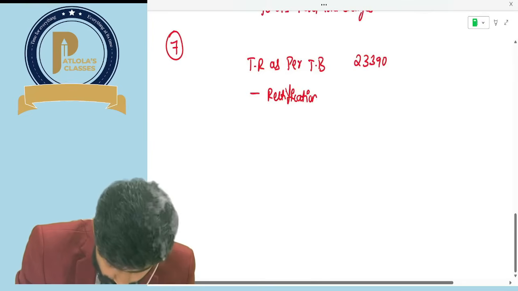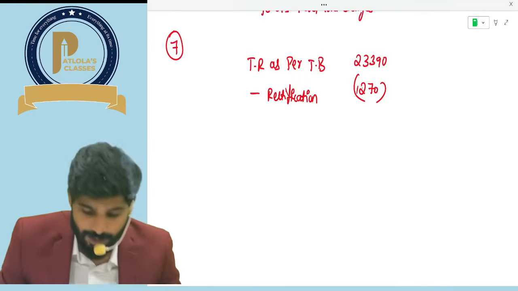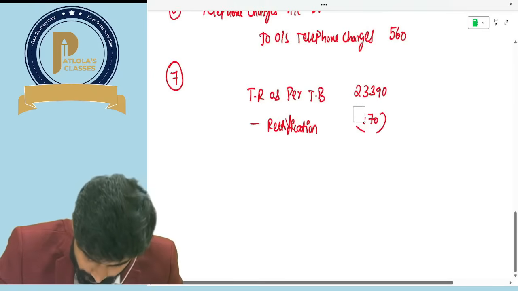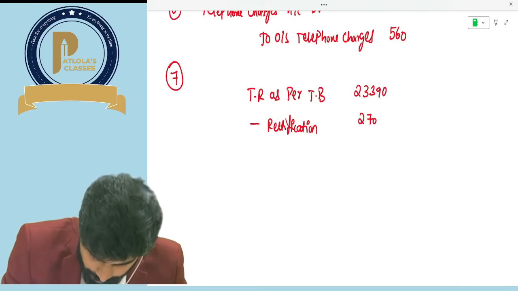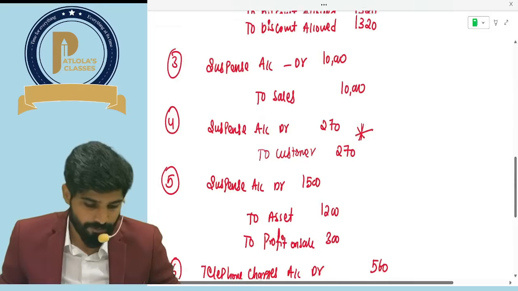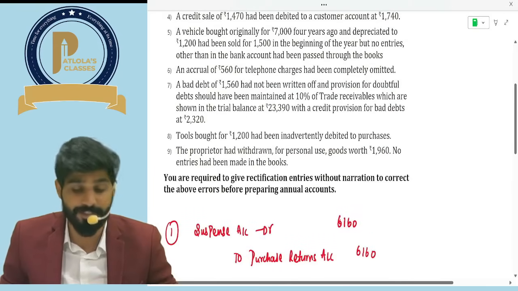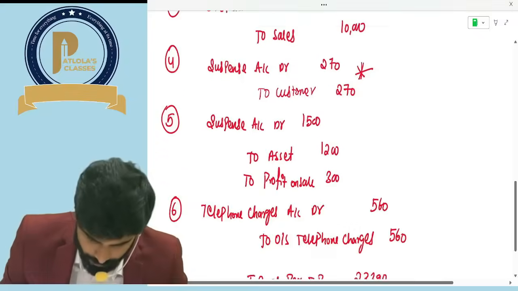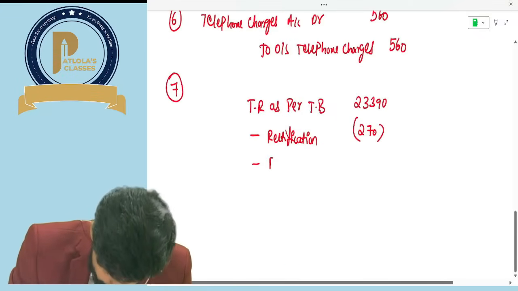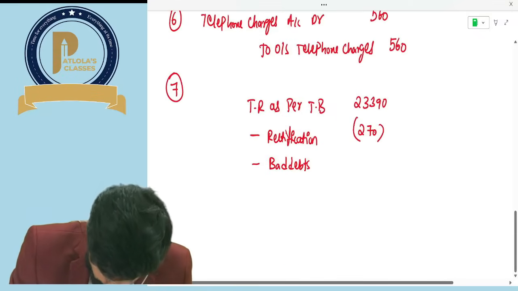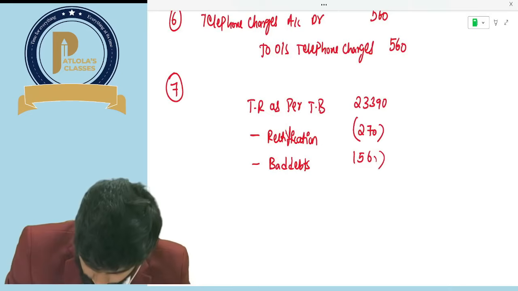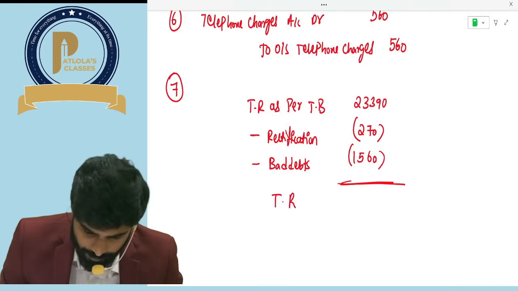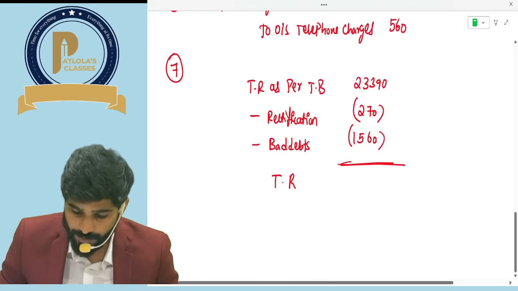When trade receivable is credited by 270, can I say trade receivable will decrease, minus rectification. How much rectification amount is done? 270. Along with this 270, we also have bad debts. How much are the bad debts? 1560. And we know because of bad debts, trade receivable will reduce. So minus bad debts, 1,560. So the correct trade receivable amount will be 23,390 minus 270 minus 1560.